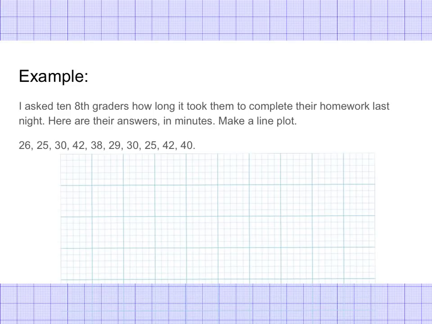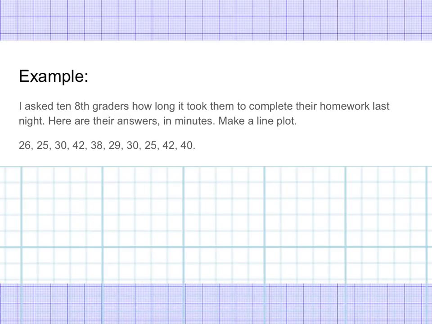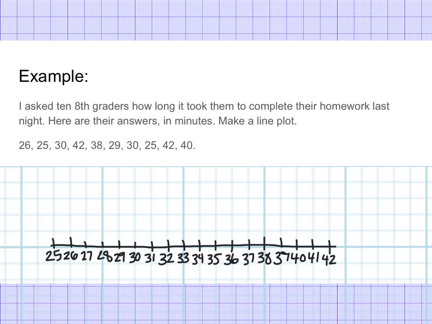All right, now I'm going to quickly show how I made this line plot. First, I found what the minimum and maximum of the data were to decide how big I needed to be. So that was my smallest number, and then my biggest number was the 42. There were a couple of them. So I'm going to draw my line, and I'm going to label from 25 up to 42. I chose to scale by ones.